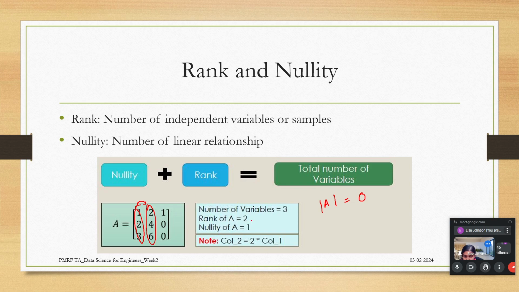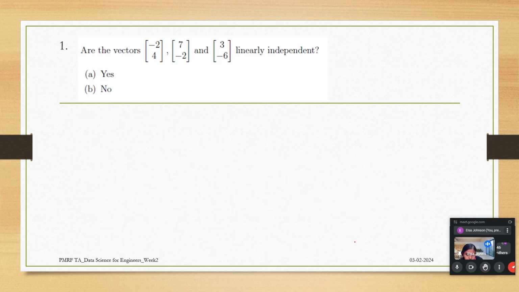Okay, so if the number of variables is 3 and the rank of the matrix A is 2, then the nullity can be given as the difference of that, meaning number of variables minus rank of A will be the nullity of A. Okay, so just this relation is there: nullity plus rank is equal to the total number of variables. So we'll see the operations of matrices in the coming questions. Okay, so this is what is given.